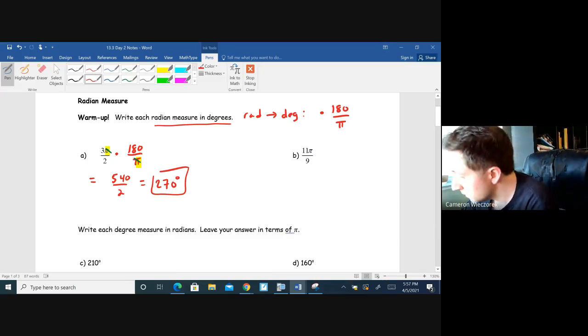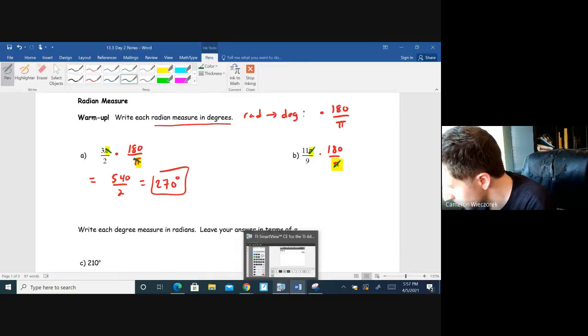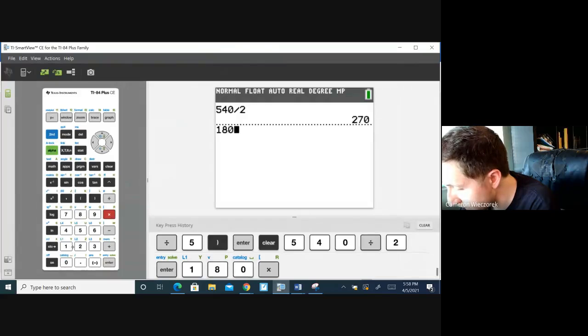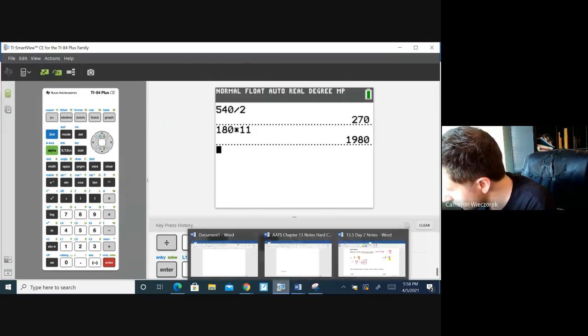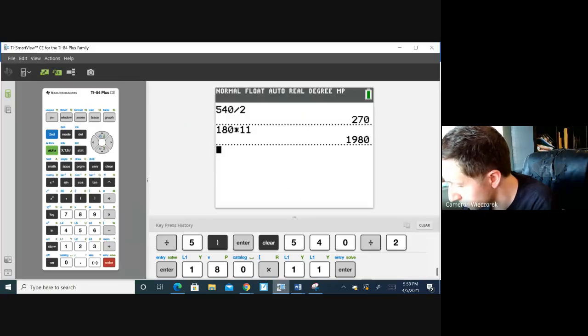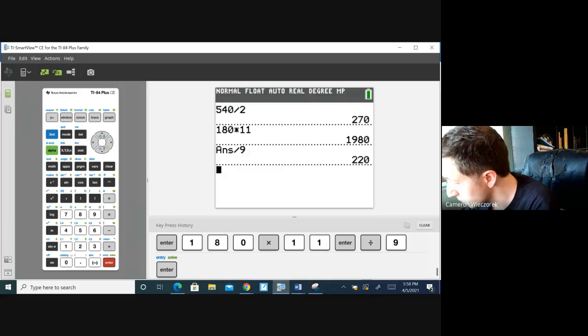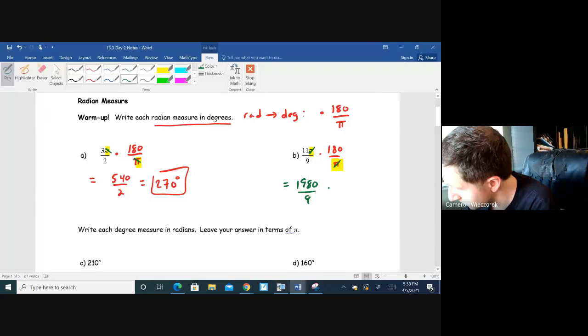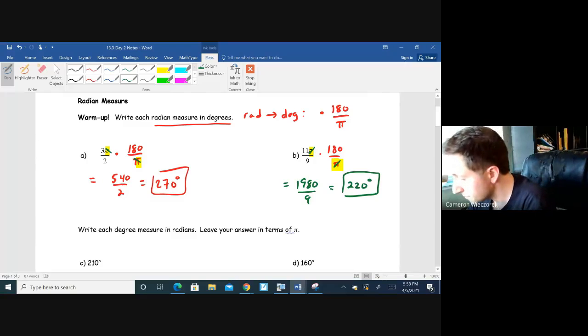Second one, same thing. I'm going to multiply by 180 divided by pi. Just like in the last one, pi on top, pi on bottom. They're gone. 180 times 11 up top, 1980. Divided by 9. It's the only thing left on the bottom. Hit divided by 9, 220 degrees. No need to round anything because they come out to nice clean whole numbers.